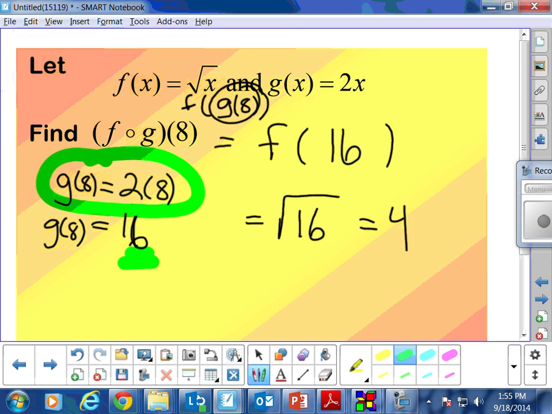So if that's the case, then that really means that I have f of 16. And if I substitute that into my f of x value, the square root of 16 is 4, and there's my answer. The domain is all real values.